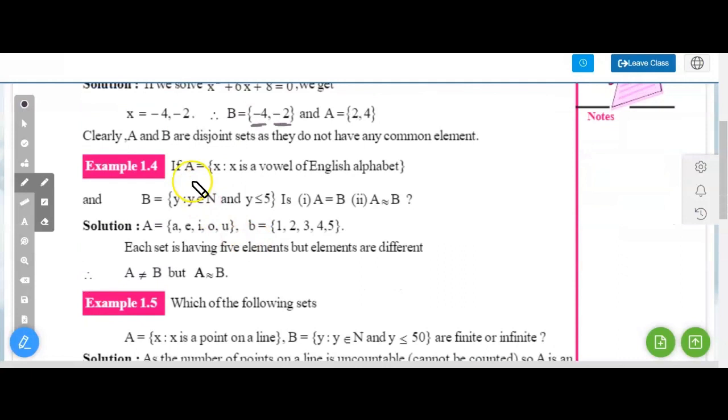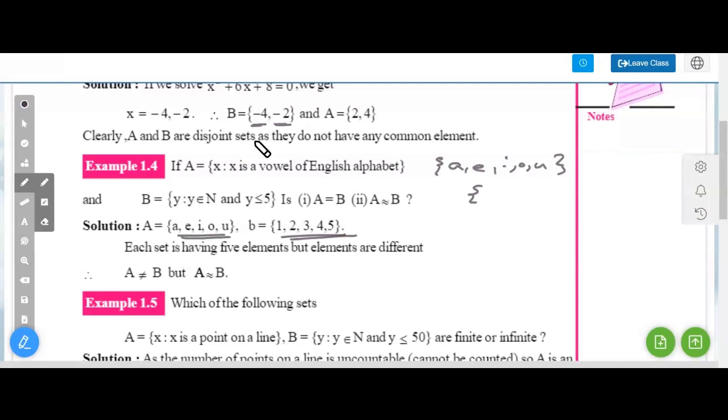Next one is: if A is the vowels of the English alphabet and B is the set of natural numbers less than 5, we have to find whether A and B are equal. In this case they are not equal, because one set is of alphabets and one set is of numbers. This is A, E, I, O, U, and this is of numbers less than or equal to 5. So this is the set.